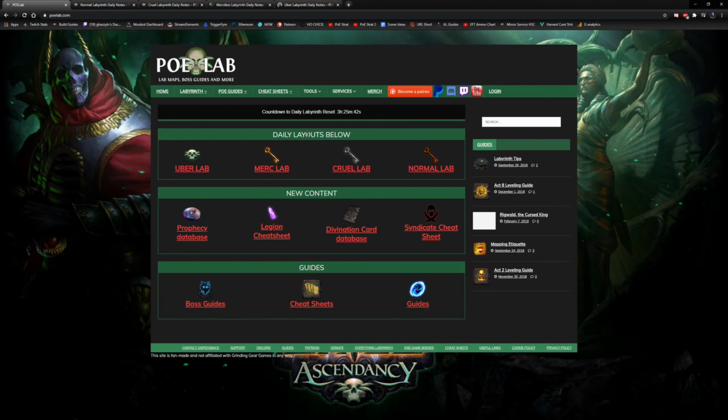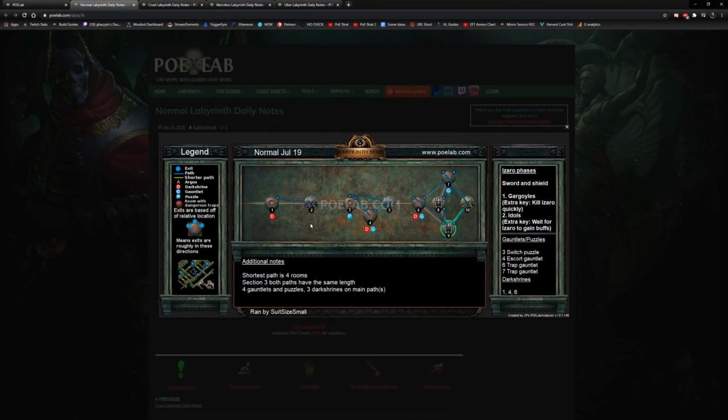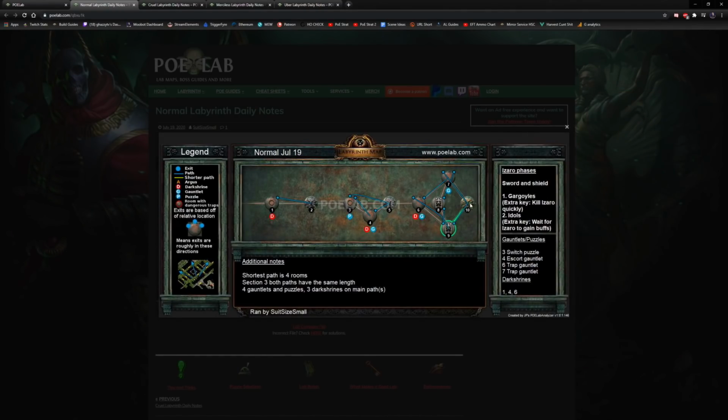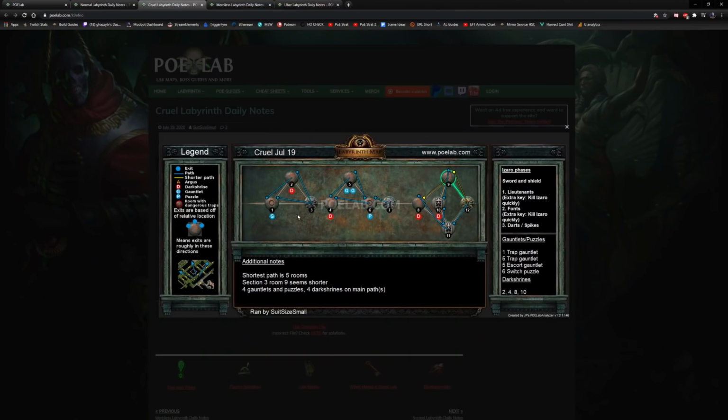Now these labyrinths can be dangerous, but most importantly annoying if you don't know which direction to go to reach the boss the smoothest and fastest way. Now this is where poelab.com comes in and has you covered thanks to the daily work put in by SuitSizeSmall, a streamer who's working with the website to consistently provide the daily reset layout and gives the entire community the information on the fastest way to get there from start to finish in all of the labyrinths that you'll encounter.